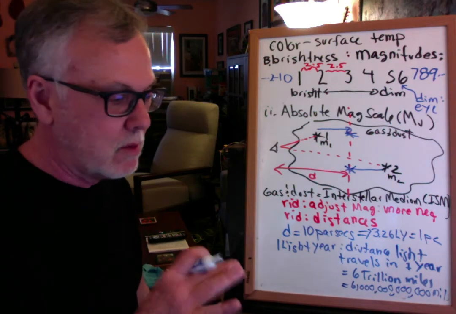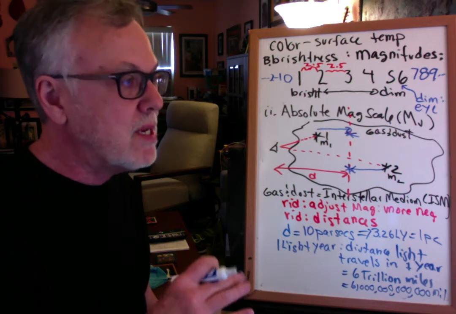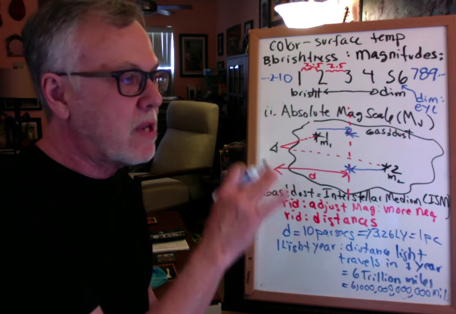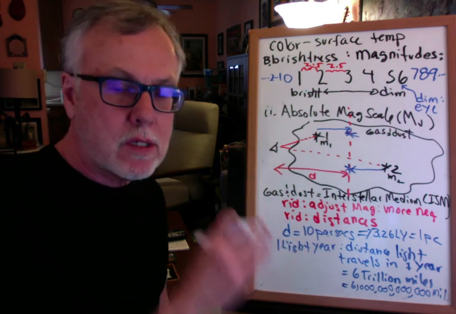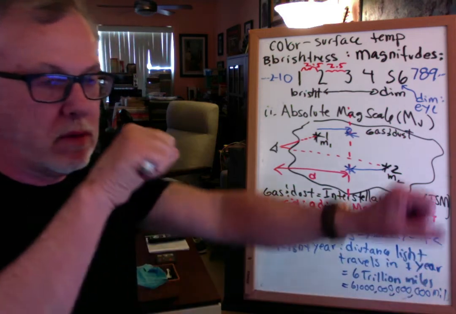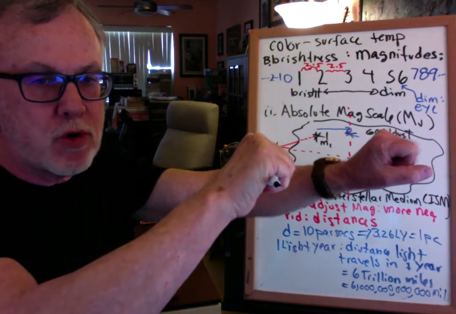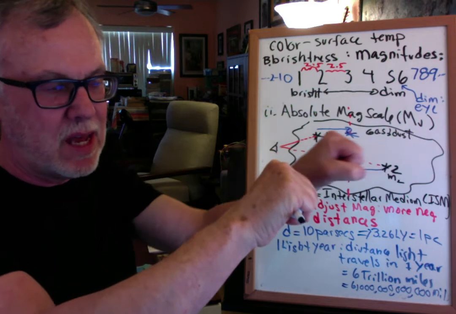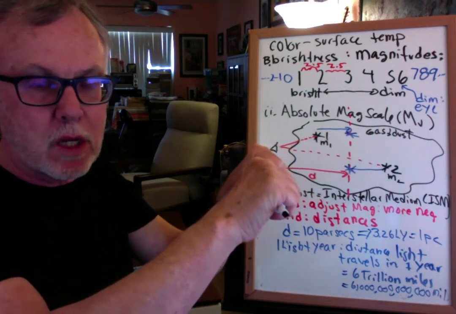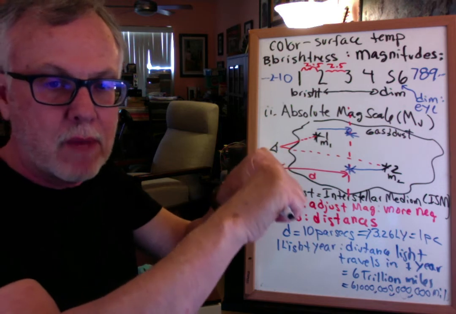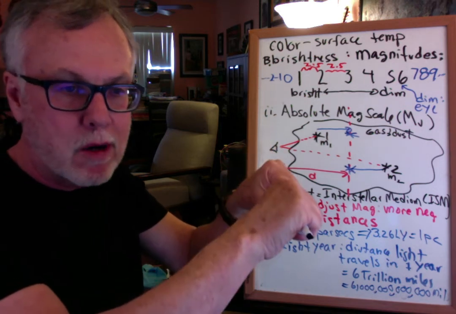But the point here is this. Let me recap this. For the absolute magnitude, every star will be at 10 parsecs. So a close star will be taken out farther, made dimmer to make it look farther away. Every far star is pulled in to make it closer, therefore brighter looking. And every star is at the same distance, 10 parsecs.